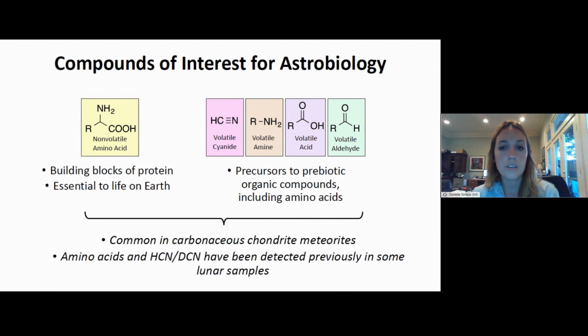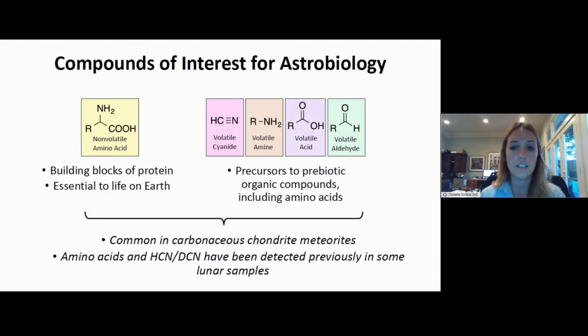So my research group focuses on analyses of organic compounds that are of specific interest for astrobiology. In terms of target molecules, we often focus on amino acids specifically because these are the chemical building blocks of protein in terrestrial biology and are essential to life on Earth. And we want to know how these compounds are formed by non-biological reactions in space in order to understand how common these prebiotic molecules are in the solar system.